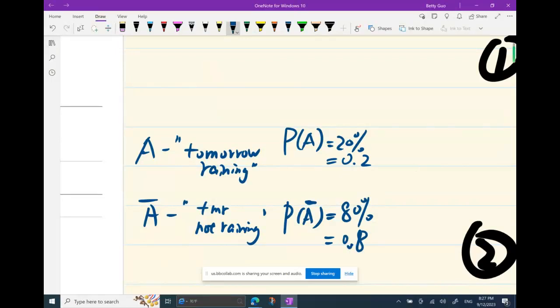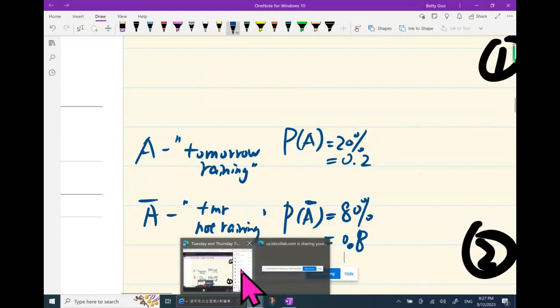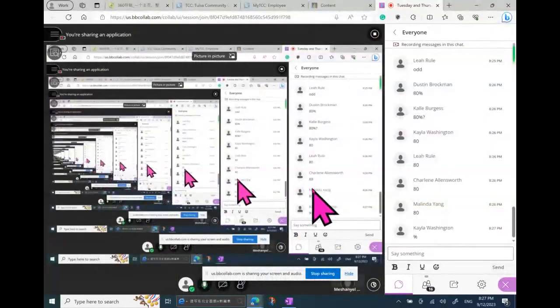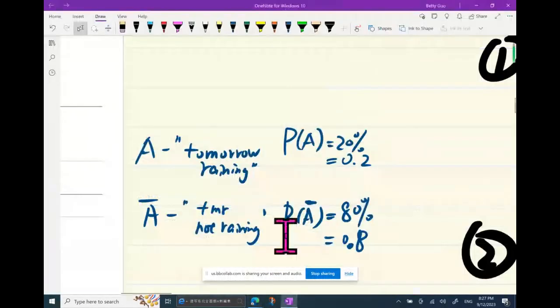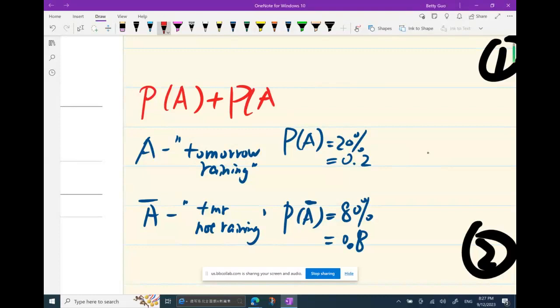If we say 0.8, that's correct. Technically, if you say 80, it is incorrect. It has to be 80% or 0.8. Probability is always a value between 0 and 1, including 0, including 1. You all know that. What does that mean? It means you agree with this formula.